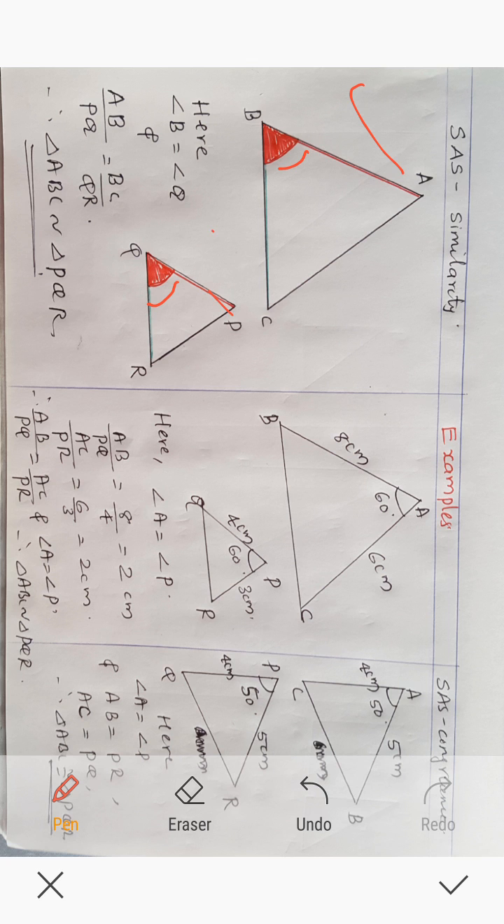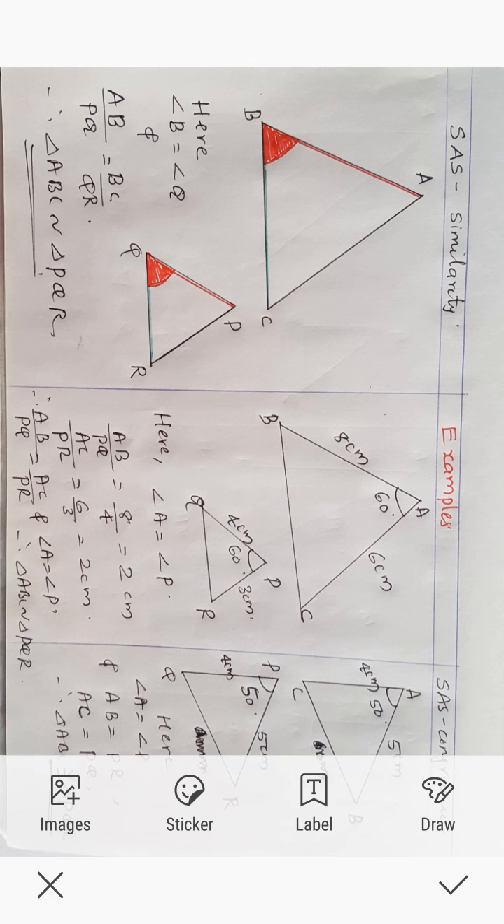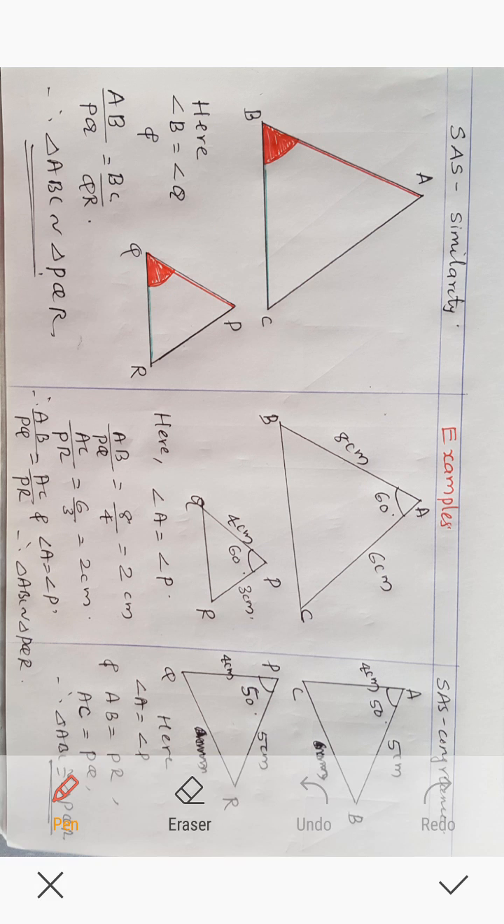PQ and QR are the sides including the angle in the second triangle. So angle B equals angle Q. Then the ratio AB by PQ, that is AB of the first triangle by PQ of the second triangle, must be equal to BC of the first triangle divided by QR of the second triangle.